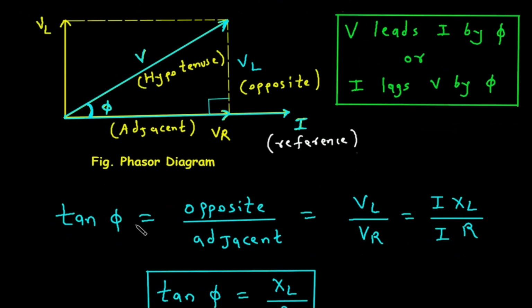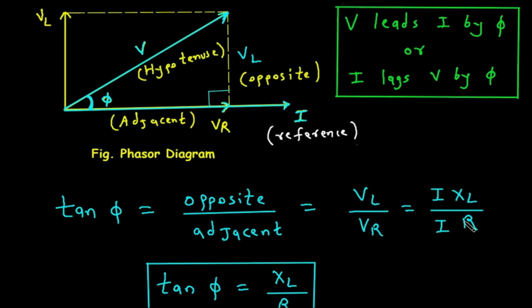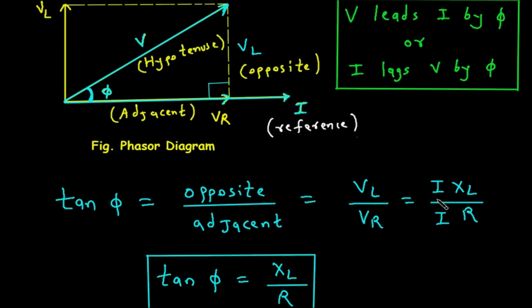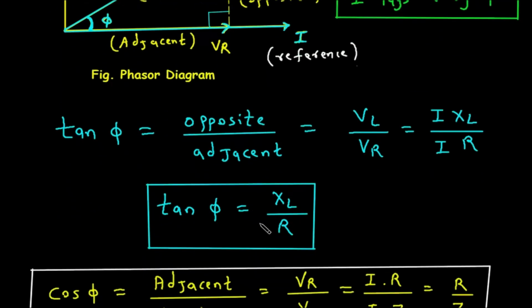Now according to the formula, tan phi is equal to opposite side, this opposite side is VL, divided by adjacent side, this adjacent side is VR. So tan phi is equal to VL by VR, which is equal to, now this VL is equal to I into XL and this VR is equal to I into R. This I and this I will get cancelled. So tan phi is equal to XL by R.